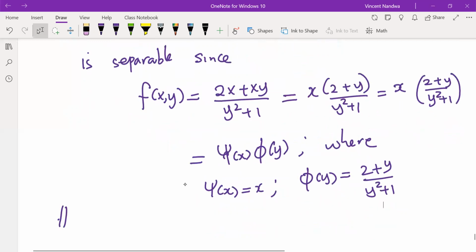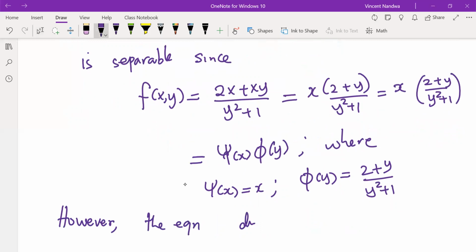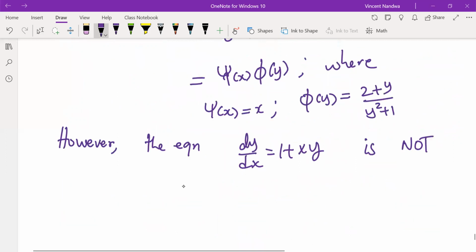However, the equation dy/dx equals 1 plus xy is not separable. Remember, the easiest way to check whether an equation is separable is just to do factorization and see if it is possible to express the right-hand side of dy/dx as a product of two functions, one in terms of x and another in terms of y.